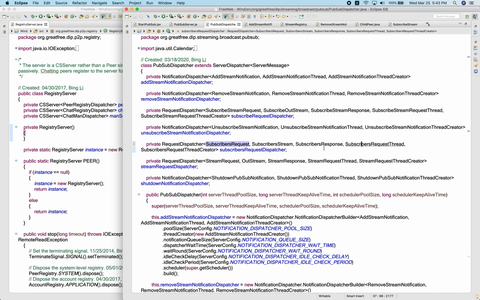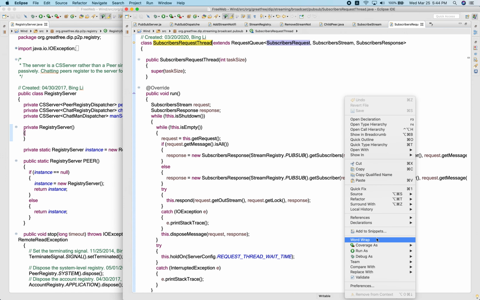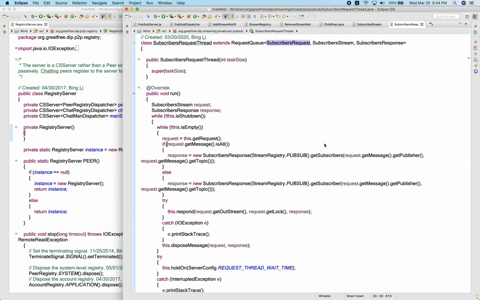So the randomly selected child in the broadcasting framework needs to know the IP addresses of all the subscribers. Okay. If not, the broadcasting between the child and the subscribers cannot be performed. That's why we need to do that. Let us take a look at this.